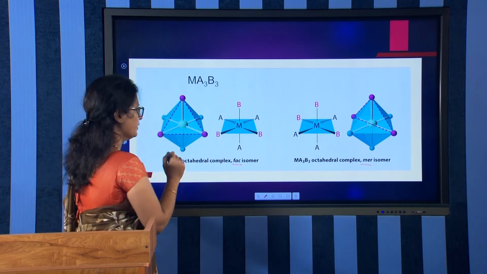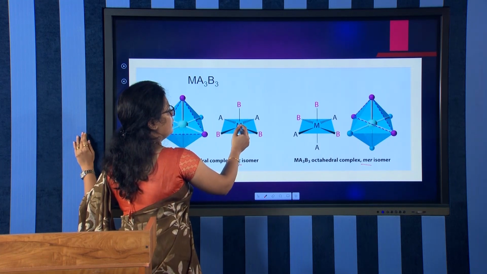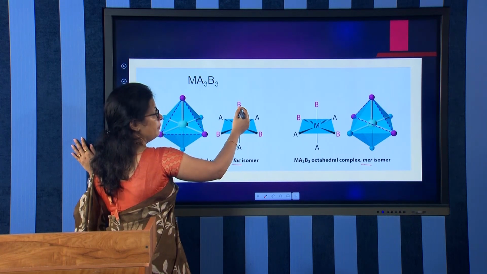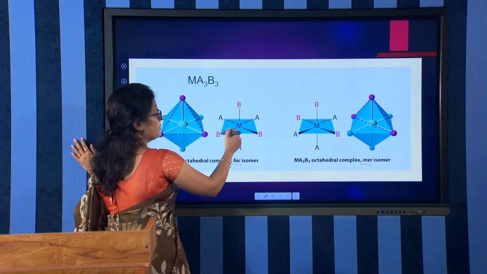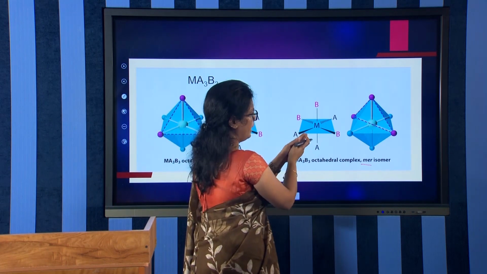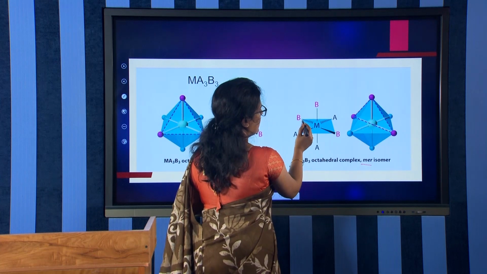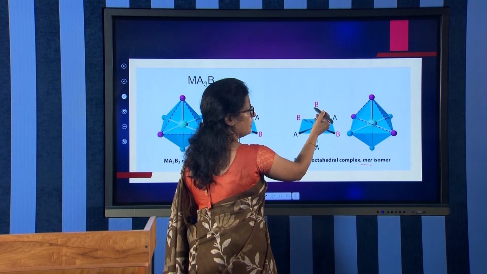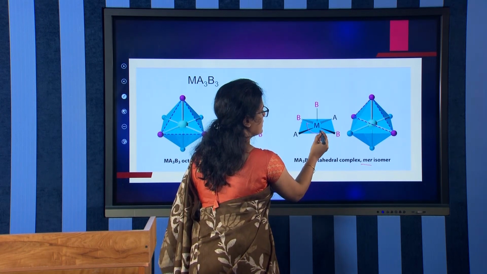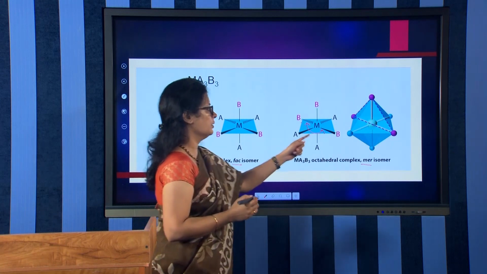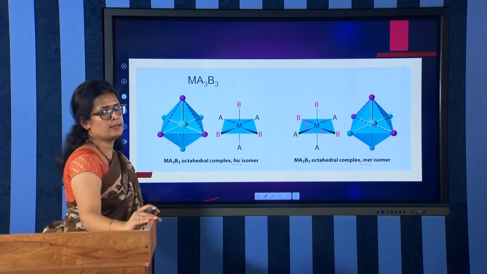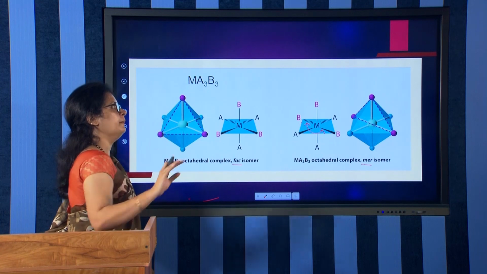MA3B3. In this case, all the similar groups are in the cis position. When I compare these three, this B is cis to this B, which is cis to this B, which is cis to this. But when I discuss this complex, this B is cis to this, both these B are in a cis position, but this B is trans to this. So, we have a trans position here. So, I will call it MER, and if all these are in a cis position, we will call it FAC.